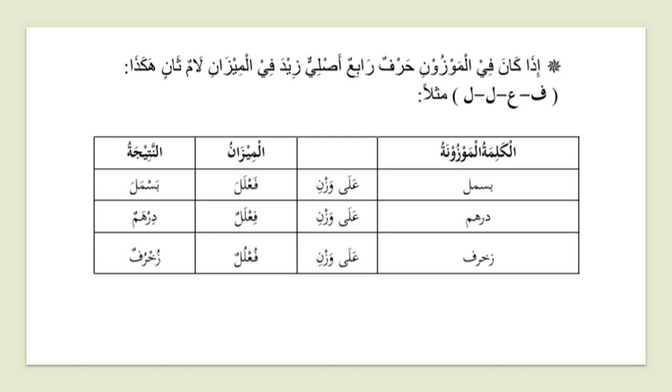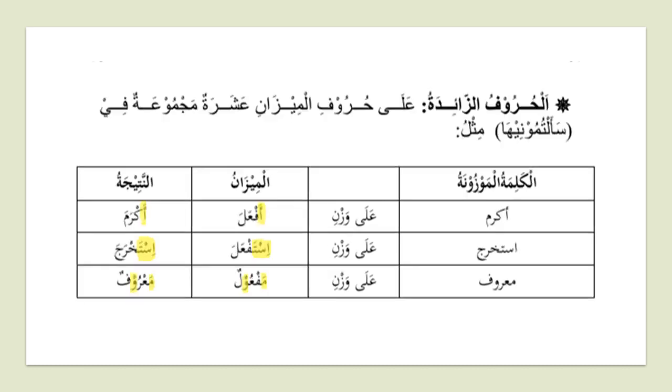Now if you go into the second slide, here I've made it a bit easy. Here we'll discuss the huruf zaida, the increased letters. They're not part of the root, these are increased letters. So he says al-huruf zaida, the letters that are increased or added. على حروف الميزان عشرة مجموعة في سألتمونيها. He gave an acronym which is سألتمونيها, which means you have asked me already. And there are others, but the Shaykh picked سألتمونيها. These are 10 letters that are added onto the scale.